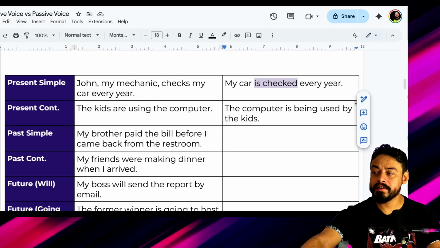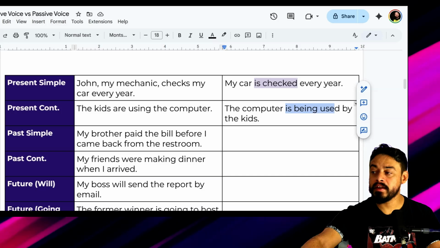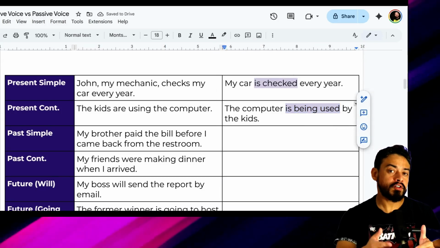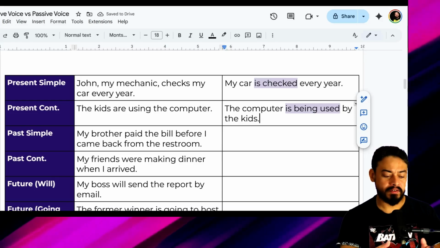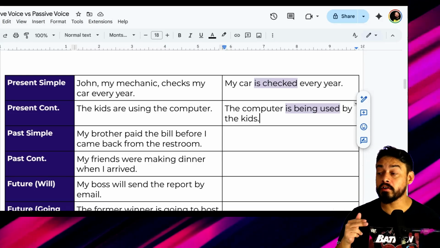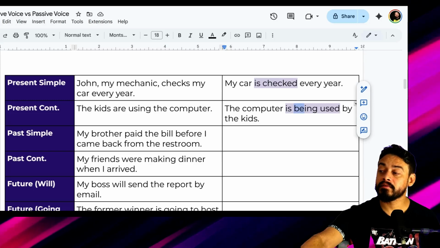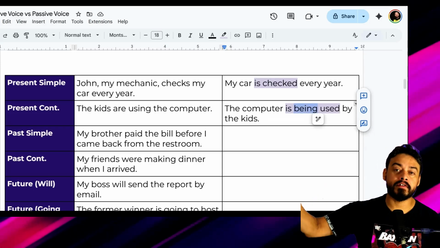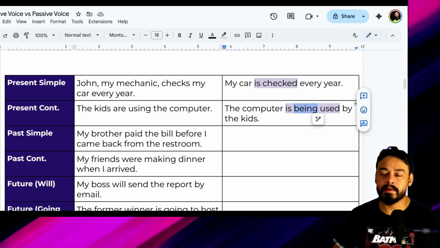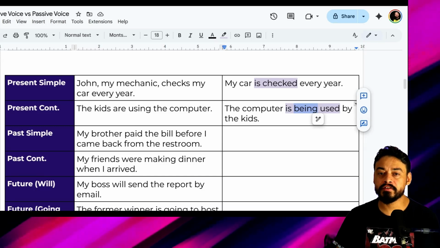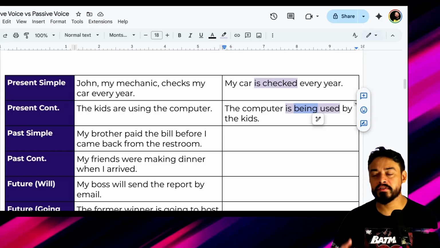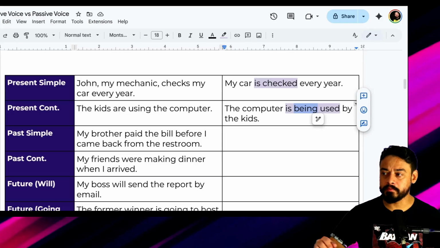So the structure here now changes a little bit. Is being used, as you can see. So I still use the verb to be in the present, am, is, are, but now to indicate the continuous form, I need to use being right here. And then the verb used, again, is in the past participle form. So the main difference between present simple and present continuous in the passive voice is this. Is past participle becomes is being past participle. All right?